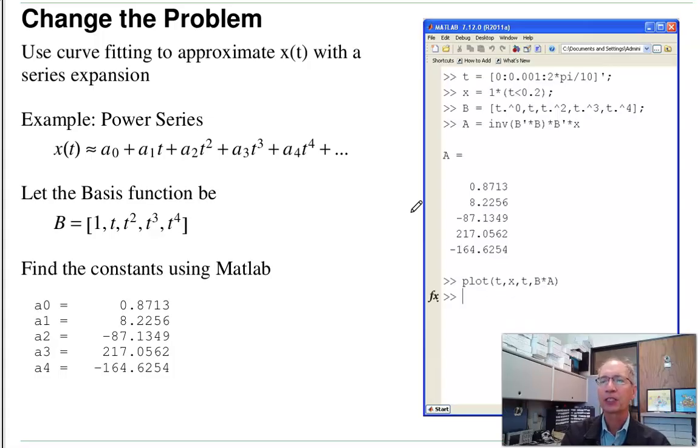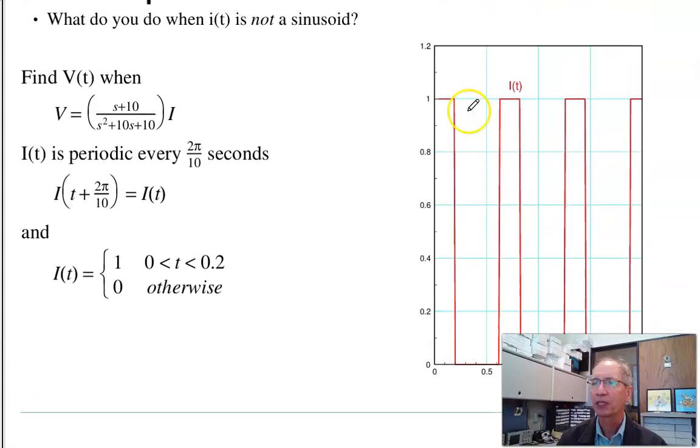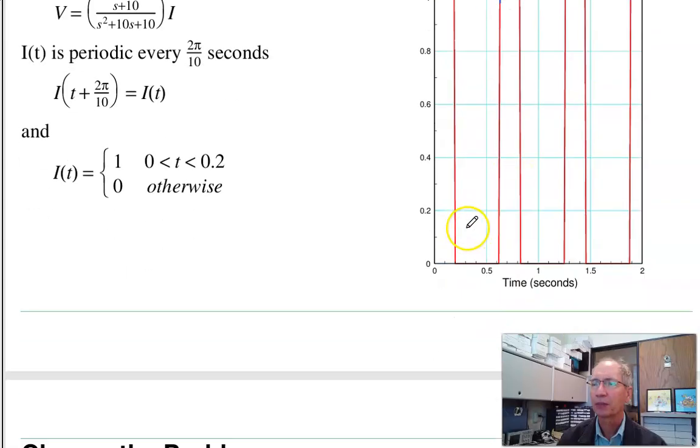Suppose I did a curve fit where I expressed the current in terms of a power series. So A0 plus A1t plus A2t squared, A3t cubed, and so on. In MATLAB I can do that. Here's my time. It goes from 0 to 2 pi over 10, one period. X is 1 for the first 200 milliseconds. Again, it kind of repeats. Here's one cycle. I'm just doing this part right here. That's one cycle. Then it repeats.